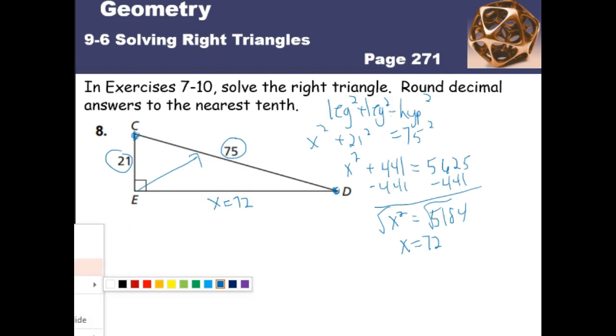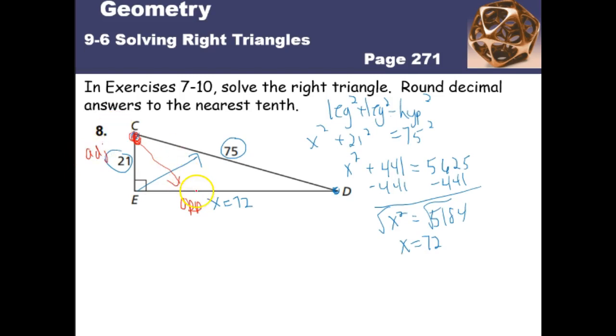Okay, let's find angle C. So I need another color. Let me get red. Here's C. And this side would be the opposite, and that would force this to be the adjacent. Okay, now I have to use the two sides that they gave us. So they gave us 21 and 75. So to find angle C, I have to use 21 and 75. So 21 is the adjacent and 75 is the hypotenuse. I didn't write that that was the hypotenuse, but it is. Okay.